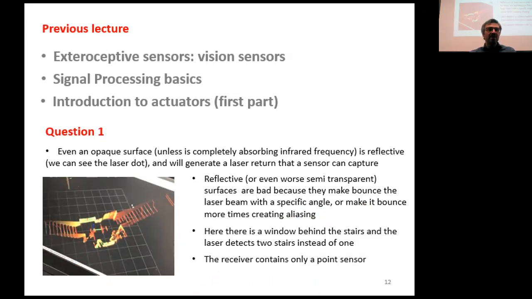And in general, the laser contains only a receiver, following one point. You can find more resources on LiDARs on the Wikipedia page. It's not bad, it's quite detailed.